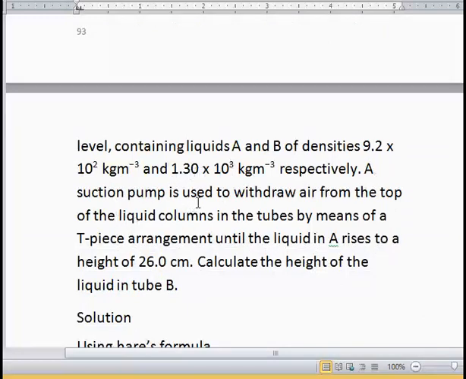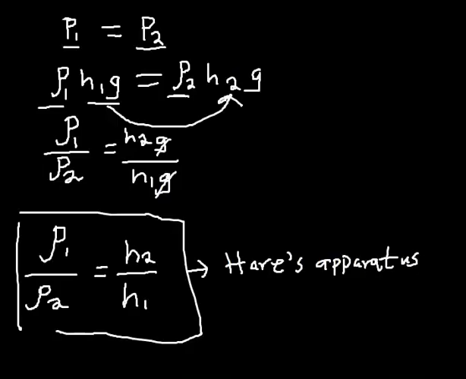A suction pump is used to withdraw air from the top of the liquid columns in the tubes by means of a T-piece arrangement until the liquid in A rises to a height of 26.0 cm. Calculate the height of liquid B. Once you see a question where density is being compared with height, then you know that you're applying the Hare's apparatus formula. That is the formula we're going to apply here.